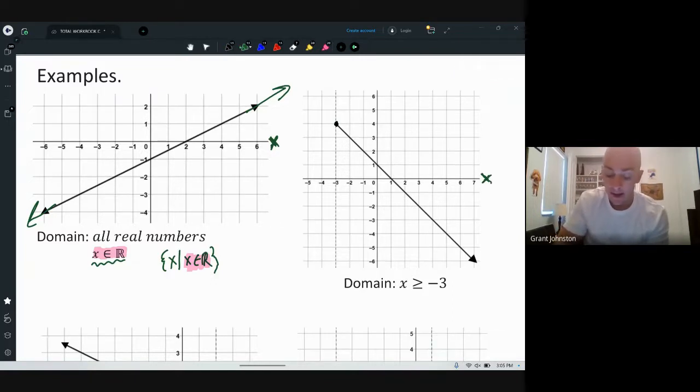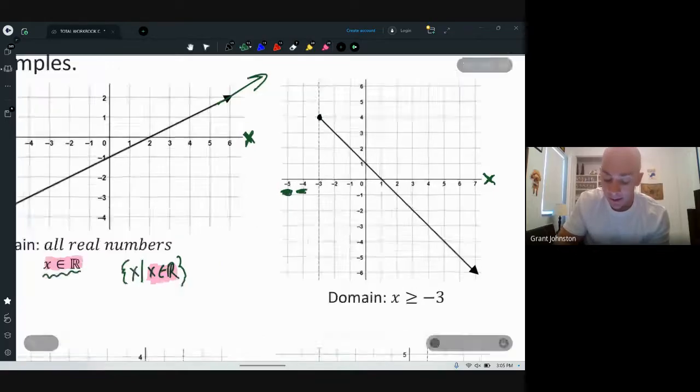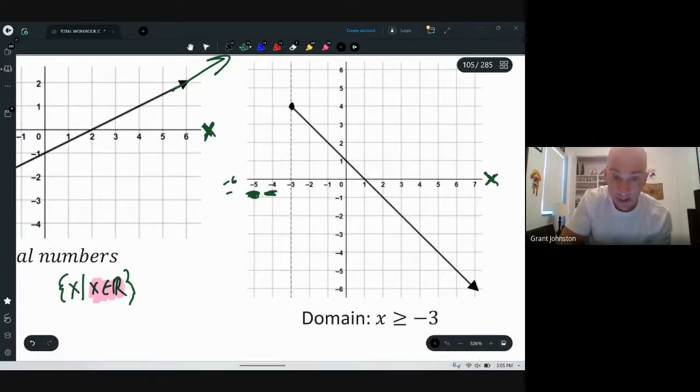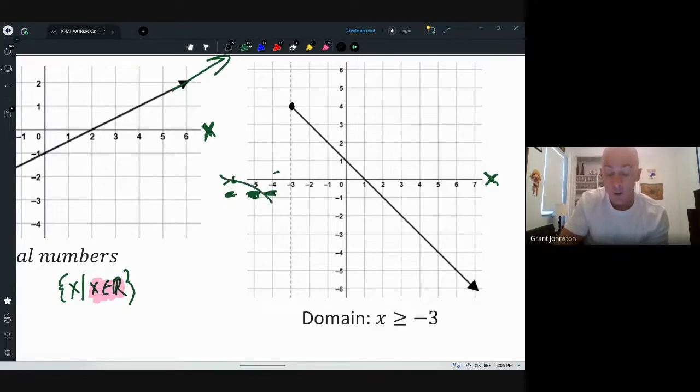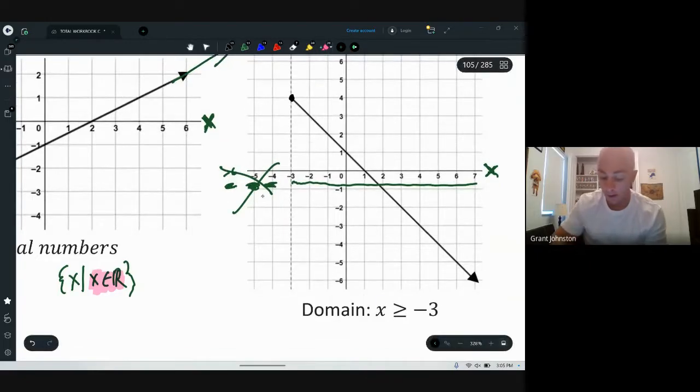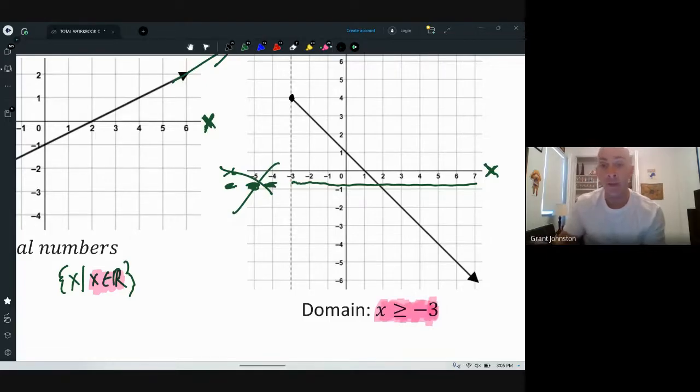It's never going to get to -4. It's never going to get to -5, or -6. It's never going to go out this way. This graph only goes from -3 onward. So the domain, as it's read down here, is that x is greater than or equal to -3. It's never going to be less than -3.